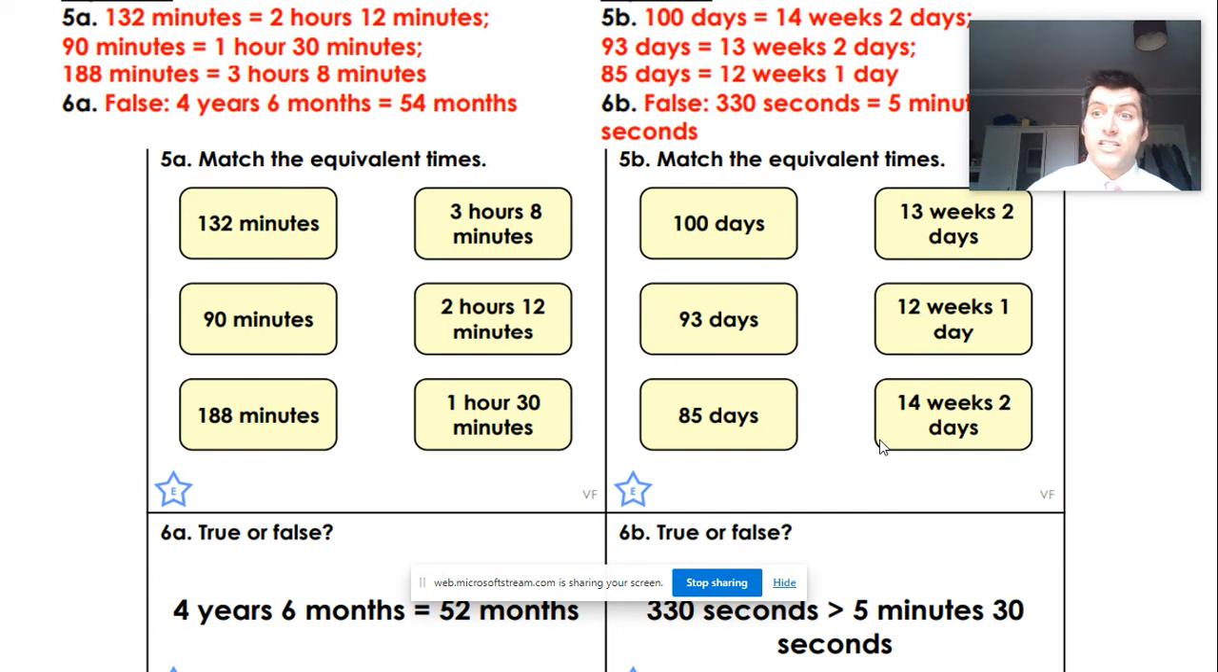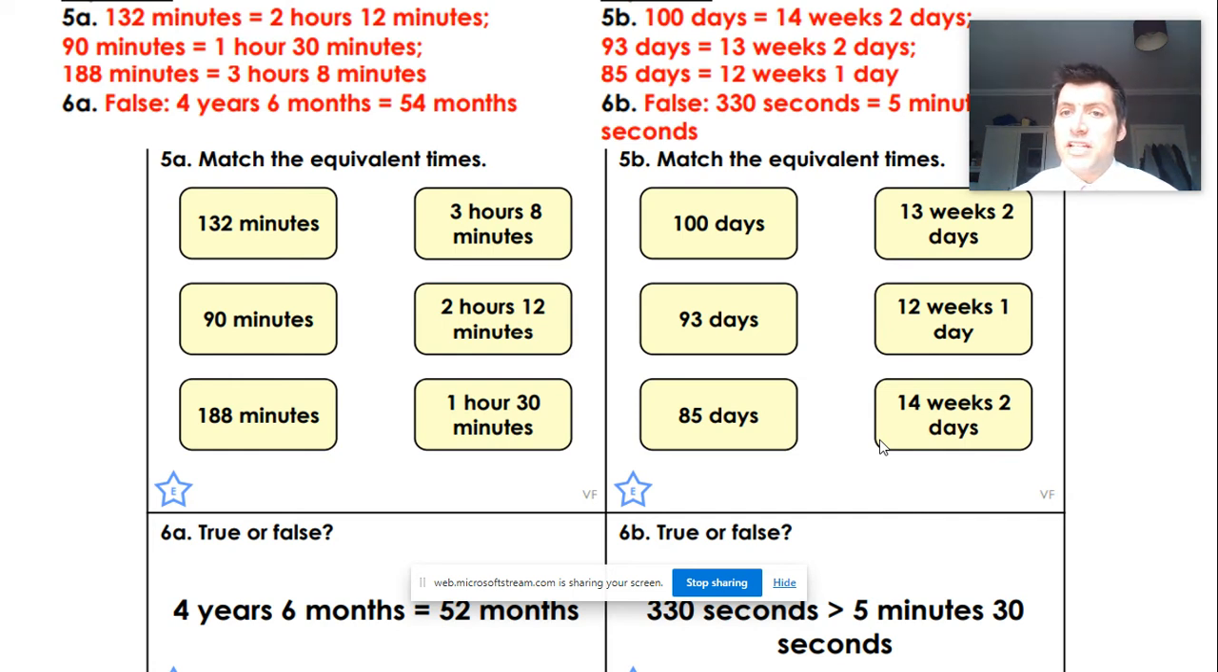90 minutes comprises 1 whole hour of 60 minutes with an additional half an hour of 30 minutes. Okay, and therefore we're left with 188 minutes, which is the same as 3 hours, so 180 minutes with an additional 8 minutes.